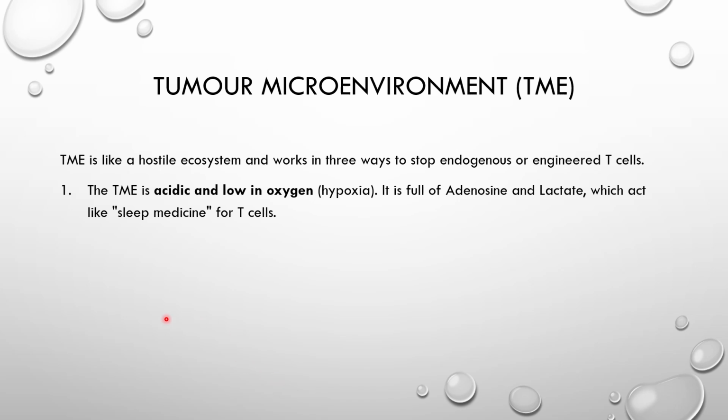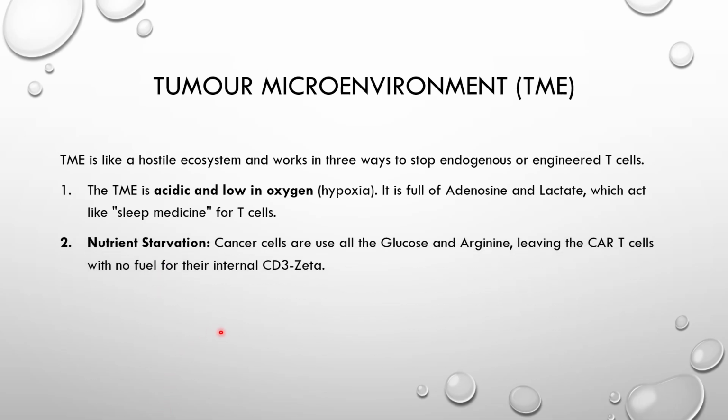So the first is it's acidic and it's low in oxygen. So lactate is a problem, and adenosine, which basically turns off the T cells. The T cells require oxygen in order to have this phosphorylation in order to operate, and if it's low in oxygen, hypoxia, then that's a problem for your T cells.